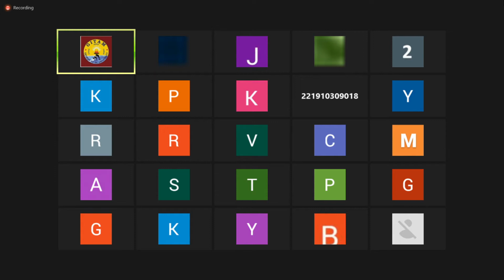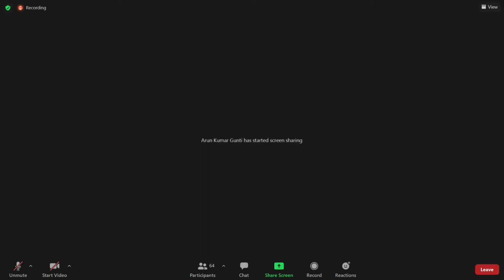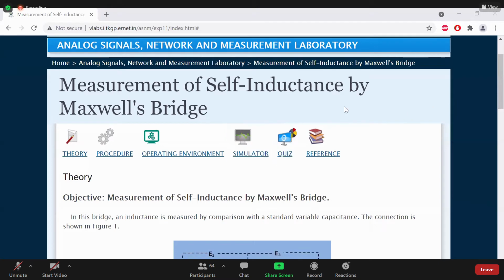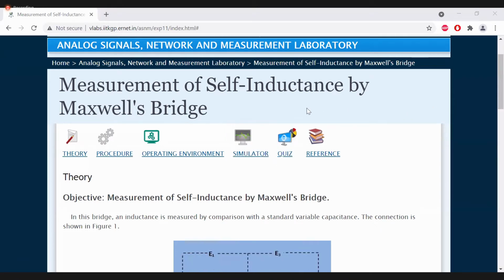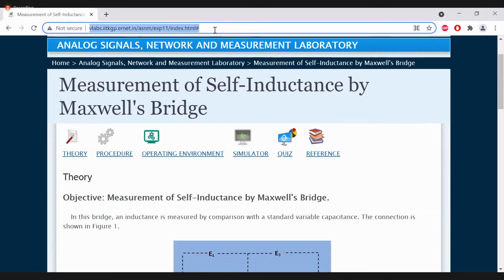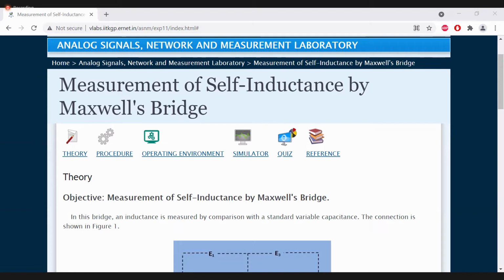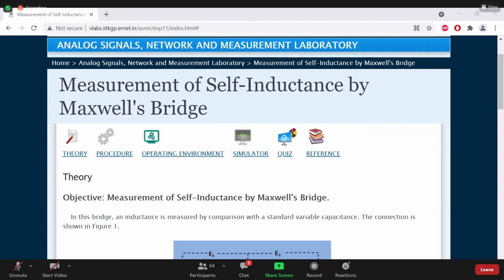So today our experiment is measurement of self-inductance by Maxwell's bridge. We use an inductor in the circuit and we will estimate its inductance. That means the inductance is unknown. I will forward the website link in the chat box. All of you open this website.